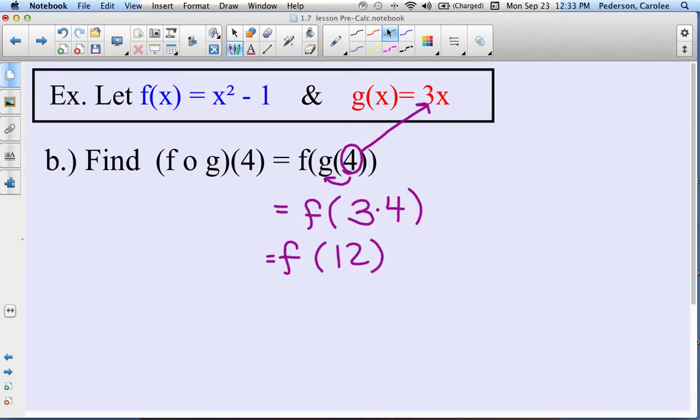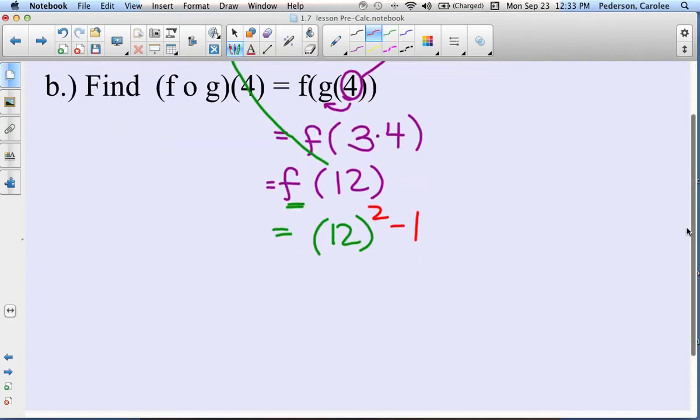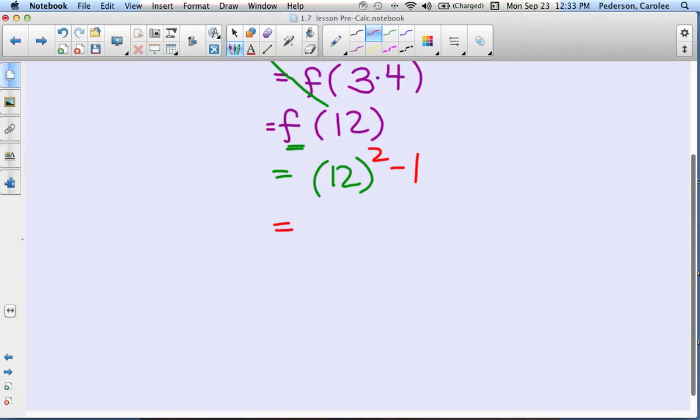Now I go back and evaluate it in the f of x function. So I'm going to take this 12 and plug it in right here. So we're going to replace the x with 12 squared minus 1. 12 squared is 144, minus 1 is 143.